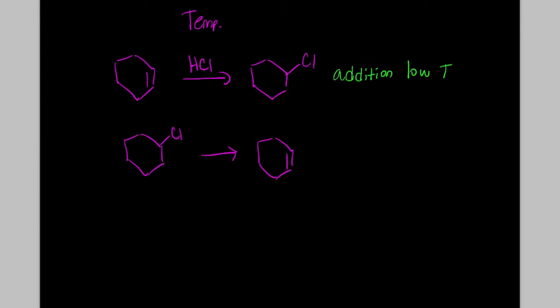Why is that? It's because you're going from two particles. You have cyclohexene and you have hydrochloric acid, and you're going to chlorocyclohexane. So you have two particles going to one, and it has to do with the Gibbs equation. When there's more order or less randomness, delta S is negative. So delta S is negative here, and that means that if you do this at a low temperature, it's going to be more favored.